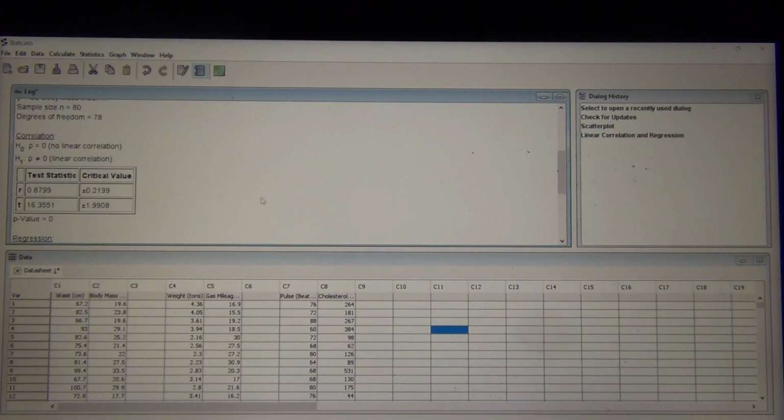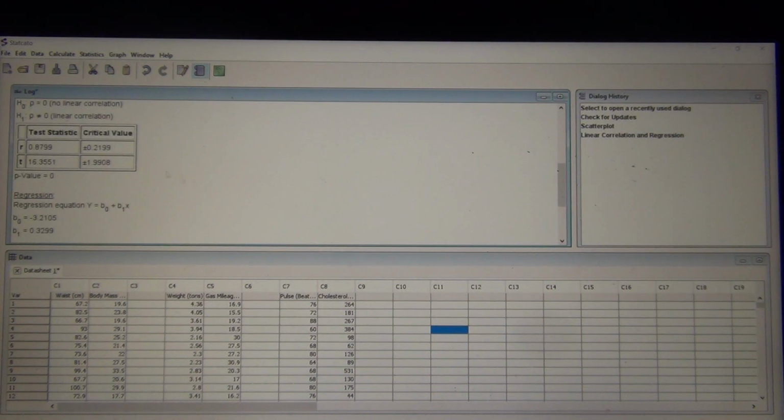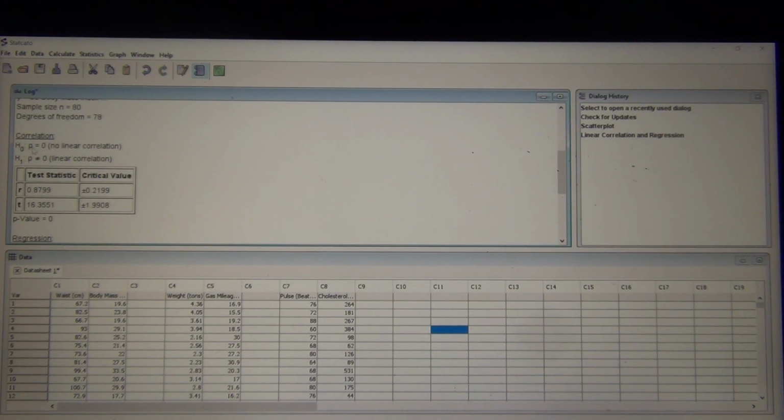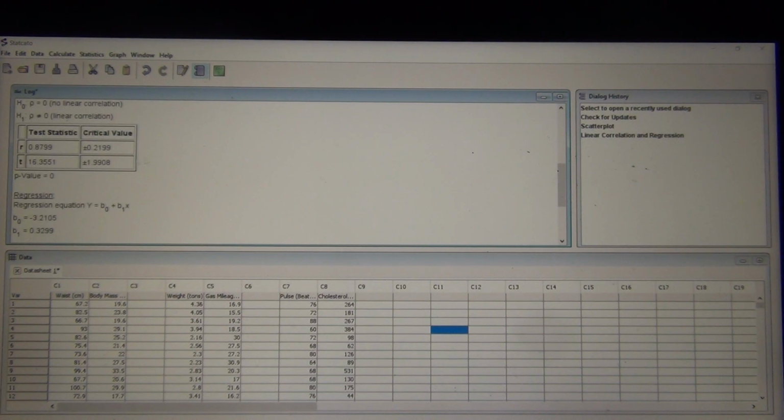Now let's look at the numbers they gave us. Notice there's a null and alternative hypothesis. This is actually the Greek letter rho. We'll get more into this when we do the correlation hypothesis test. Here's your R value right here, right under test statistic. They actually offer a t test statistic with the correlation and regression study. Usually that's the one we use for the hypothesis test, this t test statistic right here.